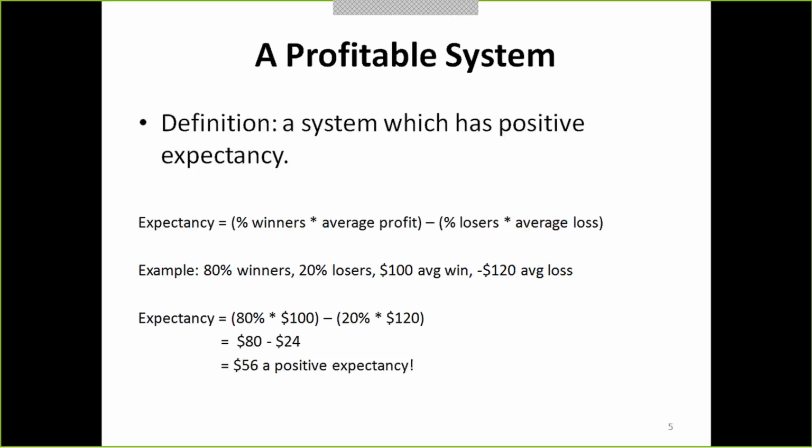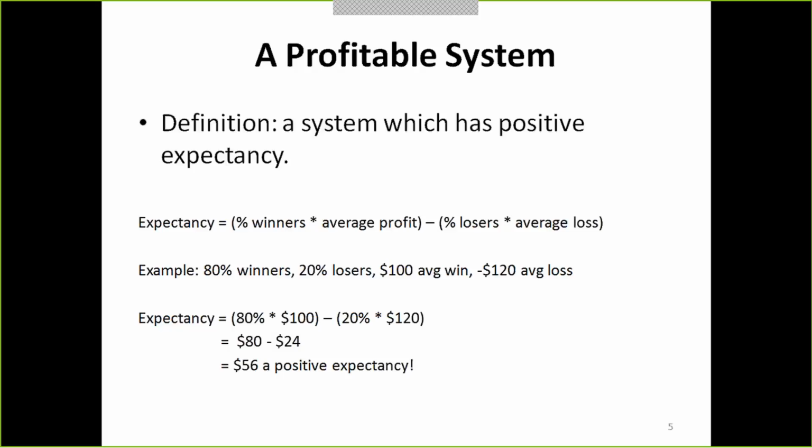Okay, and when I talk about a profitable system, what I'm talking about is a system which has a positive expectancy. And expectancy is basically the percent winners that you have times your average profit or average winning trade, minus the percent losers you have times the average loss.